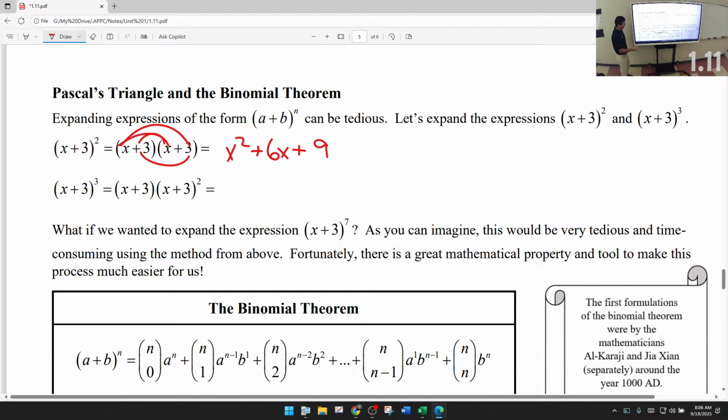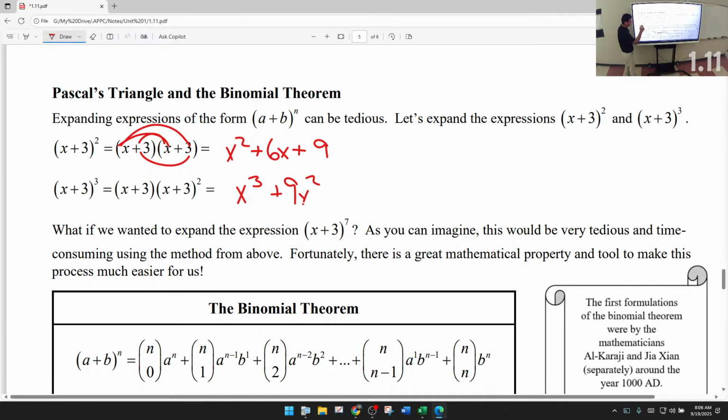Okay? Then this next one. Well, I already got that. So I got to multiply it again by an x plus 3. So then I'm going to get an x cubed. And then this x times that is going to give me a 6x squared. And then I'm going to take the 3 times that x squared. So that's 6x squared, and that 3x squared is actually going to give me a 9x squared. Just trust me on all this, right?